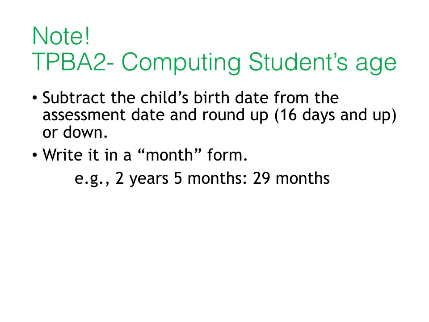A simple note for the TPBA tool: when you compute a child's chronological age for TPBA2, you can subtract the child's birthday from the assessment date and round up or down, and you will have a month form, like 29 months.